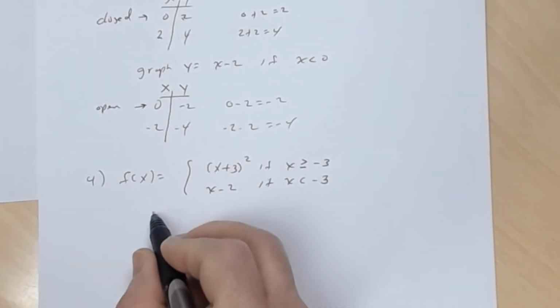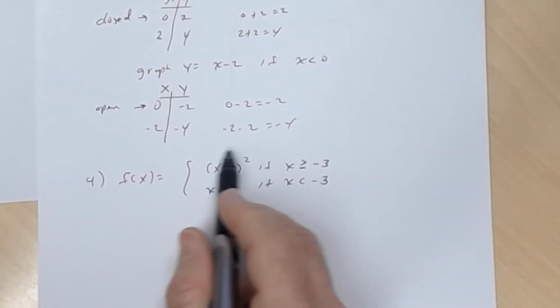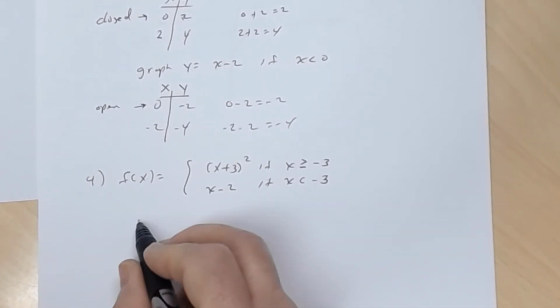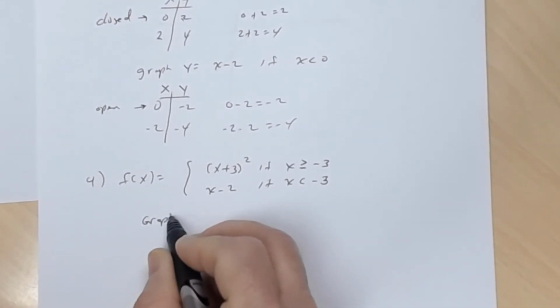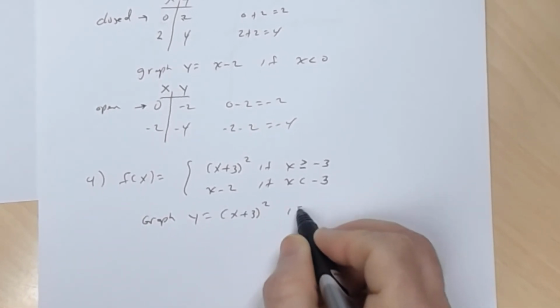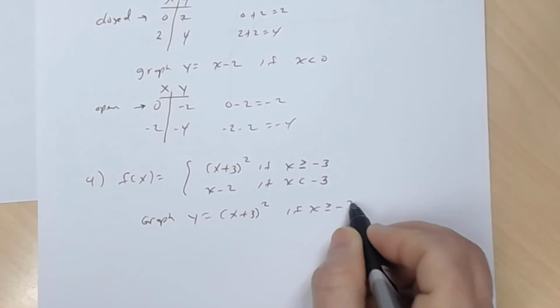All right, now listen carefully. Here's the way I would do this. This is going to be the more difficult one to deal with. The linear ones are easy. It's this one. All right, so let's graph y equals x plus 3 squared if x is greater than or equal to negative 3.